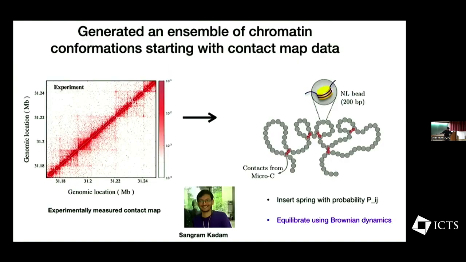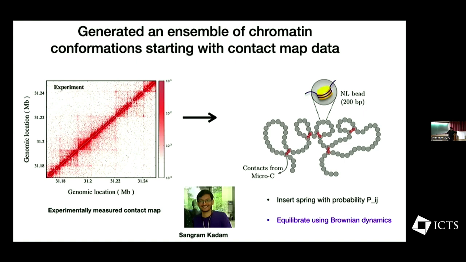And so this is the contact map from the micro-C. Here, one dot represents contact between two nucleosomes. For example, this dot represents a nucleosome at 31.22 MB and 31.24 MB. And once you have such a contact map from experiments, can we generate a polymer configuration from this? There are a couple of different methods which we have studied in the lab, and Sangram adopted one of those methods, which is a simple method: take this contact map and follow some procedure.